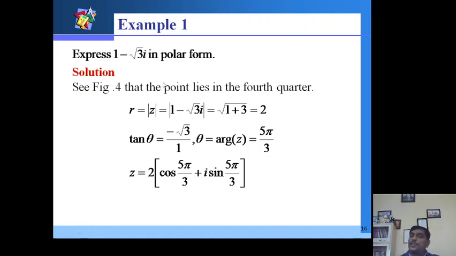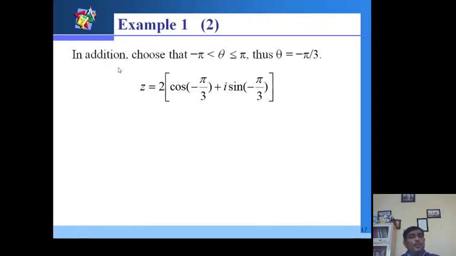To express this in polar form, z = r(cos theta + i sin theta). We already have the theta value, so we need the modulus. r = root of 1 squared plus (minus root 3) squared, that is root of 1 plus 3, which is 2. Then if you substitute, you get z = 2(cos 5 pi by 3 + i sin 5 pi by 3). This is the conversion from Cartesian to polar form.